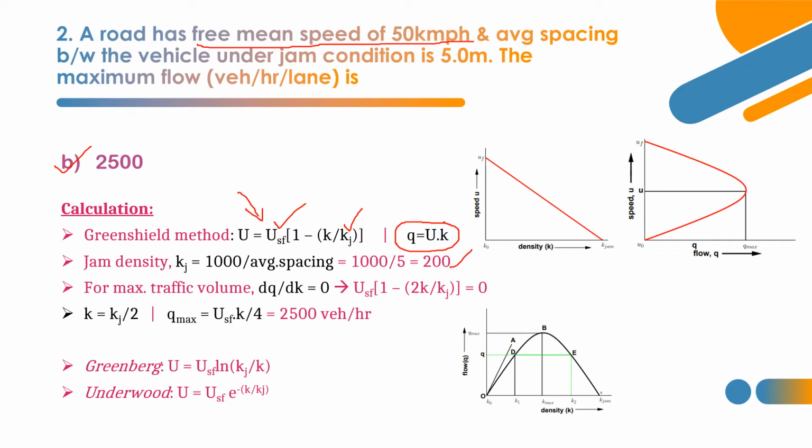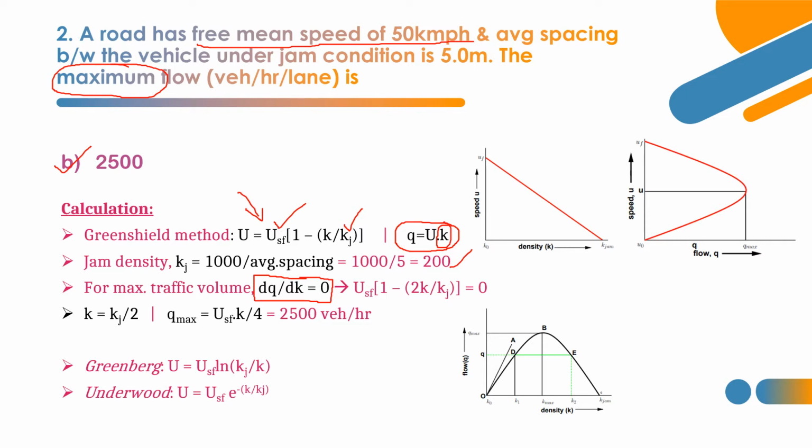They have asked for the maximum flow. So for maximum traffic volume, we have to differentiate the Q value with respect to density, that is, with respect to K. So dQ by dK is equal to 0. That means, since Q is equal to UK, and we know U equals U_SF into (1 minus K by Kj), so what is Q? Q equals U_SF K minus U_SF K squared by Kj, because K is there.